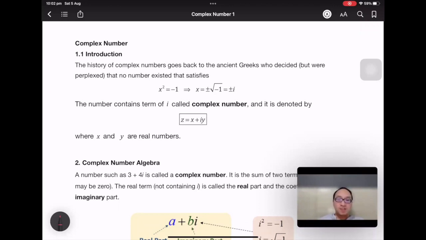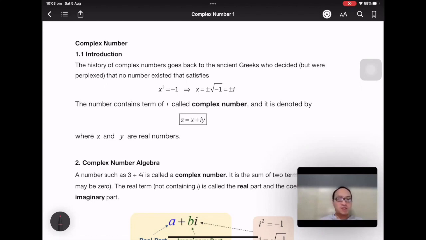This video is about complex numbers. I will divide this video into two parts. The first part is about the complex number and its calculation. And for the second part later, I will talk about complex numbers in polar form. So let's start with the first discussion about the complex number itself.